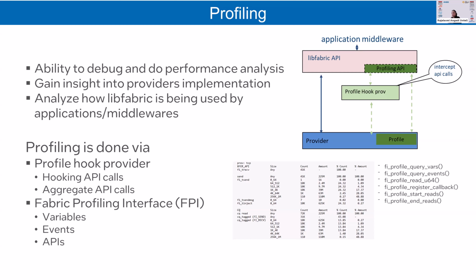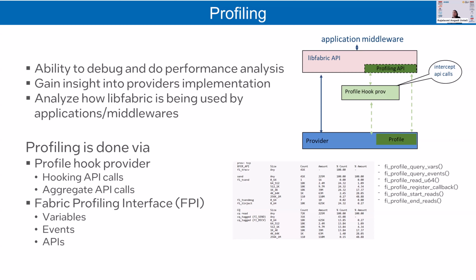There are two parts to the profiling. One is the profile hook, and the second one is the fabric profile interface. We'll touch on that a little later. The profile hook will help us understand the communication APIs. Libfabric interfaces on the north with the middlewares and applications, right? So it will help us understand how these APIs are being used when they call into Libfabric.